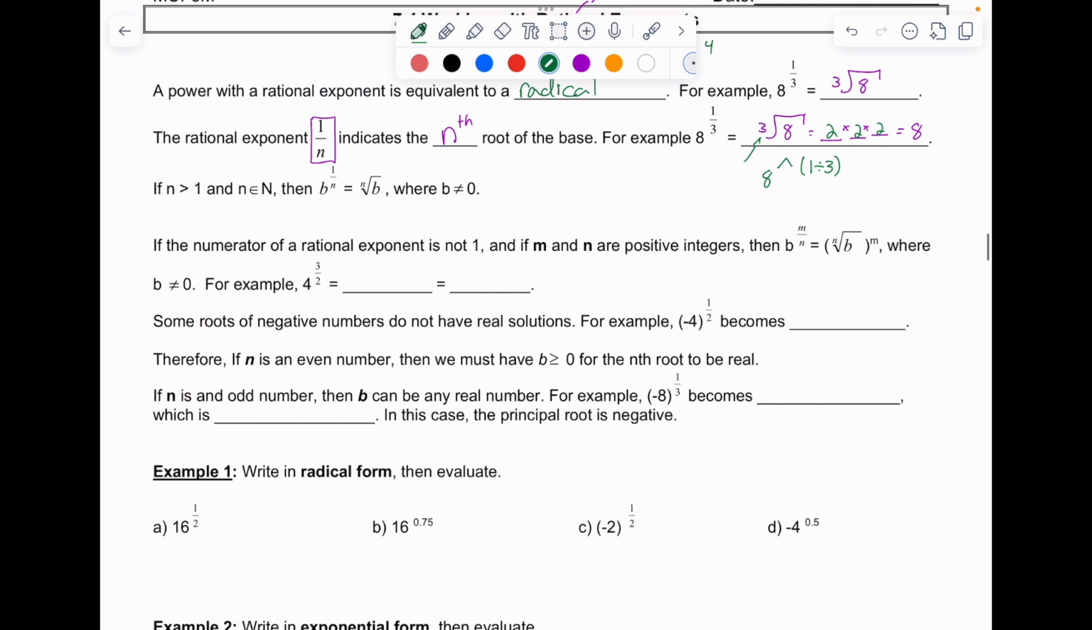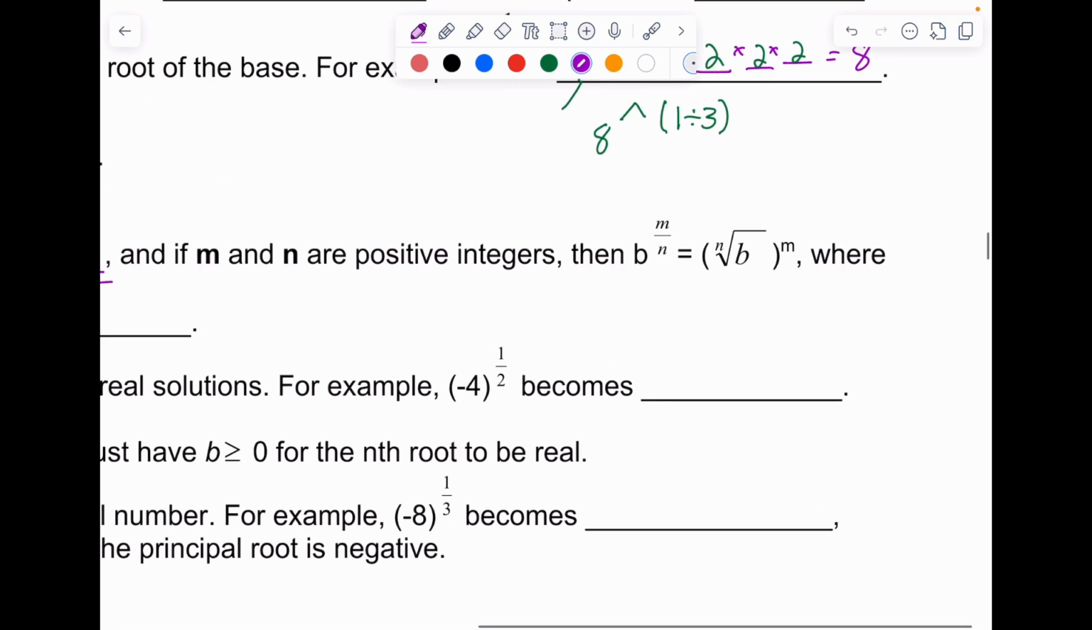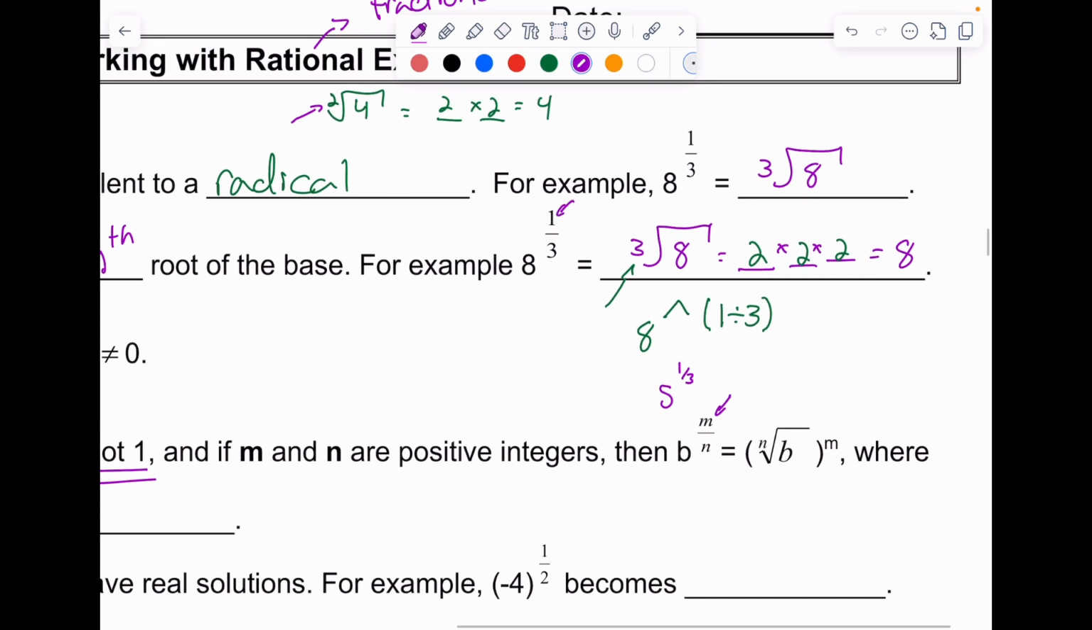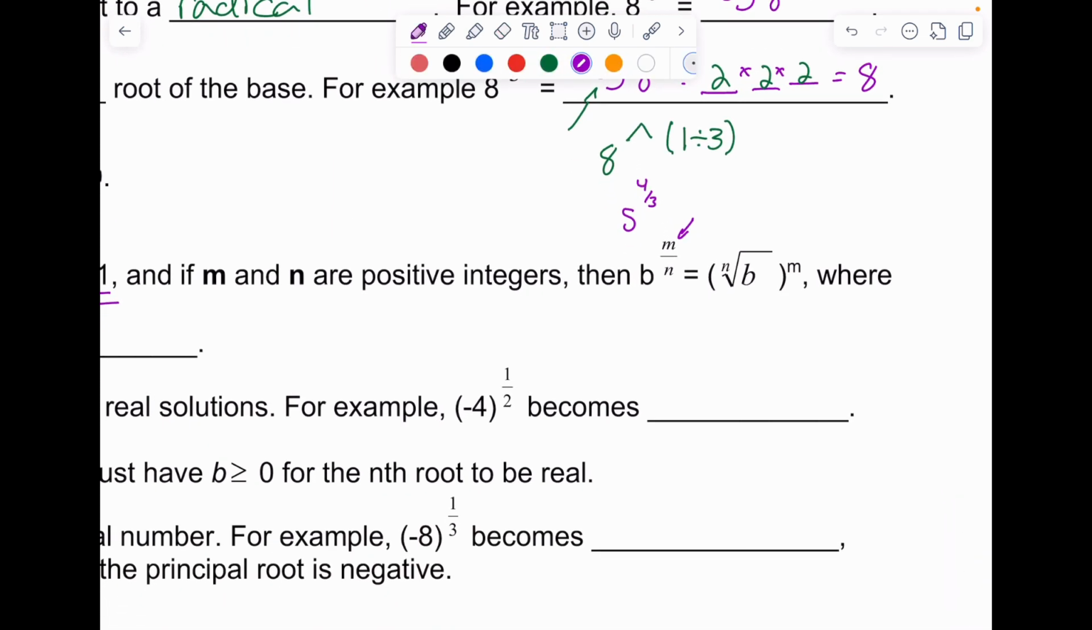So there are 2 parts to the pie, though, when it comes to rational exponents. And the thing is, when the numerator of the rational exponent is not 1. What I mean is, if this m, if we have something like 5 to the 4 over 3, not 1 over 3. In this previous example, this was 1. But what happens if this is not 1 and it's something like 4?